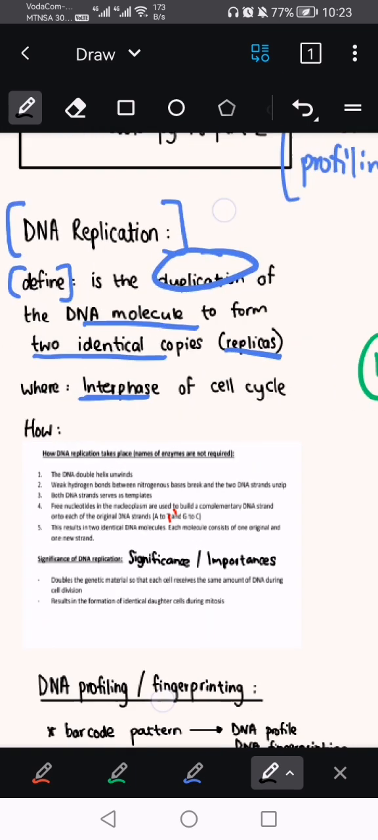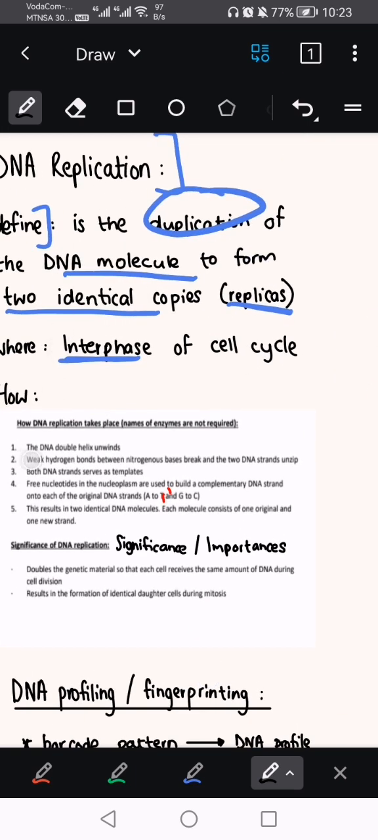Let's look at the words now that you understand it. So, the DNA double helix unwinds, weak hydrogen bonds between nitrogenous bases will break, forming two separate strands. Right? So, just remember it unwinds, it breaks, and it unzips. Right, forming two separate strands where both act as templates. Free floating DNA, they didn't put in DNA there, it's wrong, it must be DNA nucleotides in the nucleoplasm are used to build a complementary DNA strand onto each of the original DNA strands.